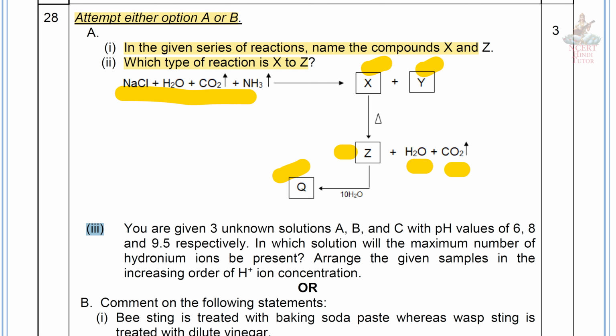Third, you are given three unknown solutions A, B and C with pH values of 6, 8 and 9.5 respectively. In which solution will the maximum number of hydronium ions be present? Arrange the given samples in the increasing order of H positive ion concentration.